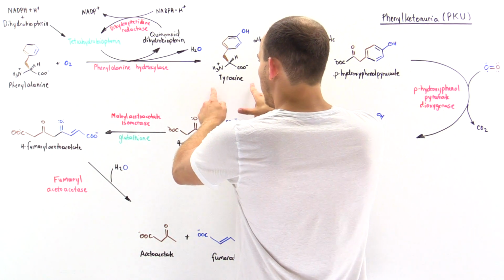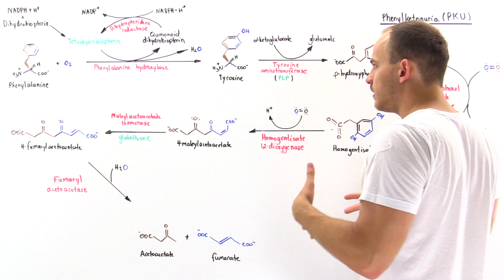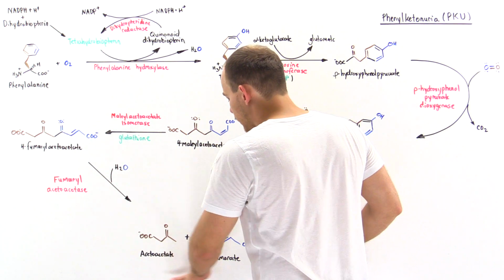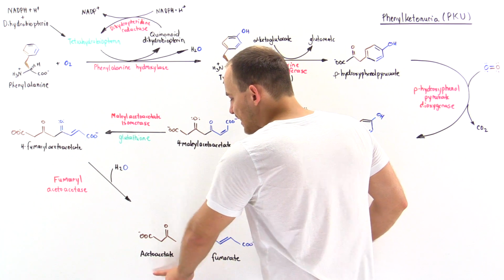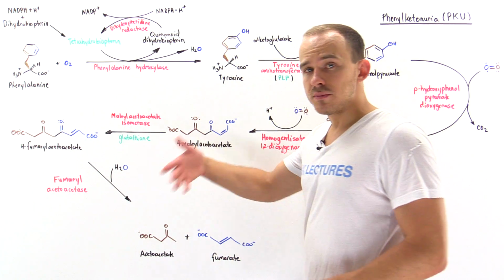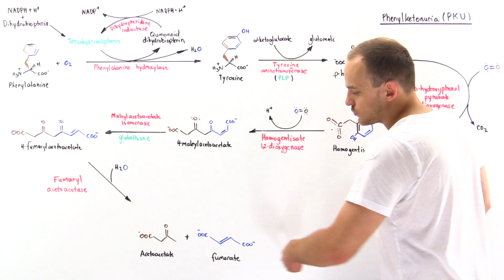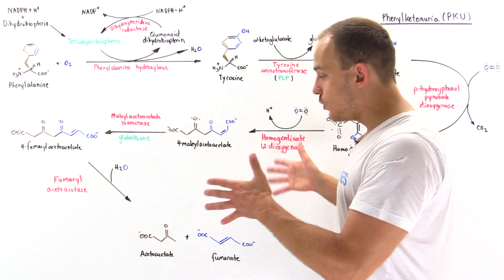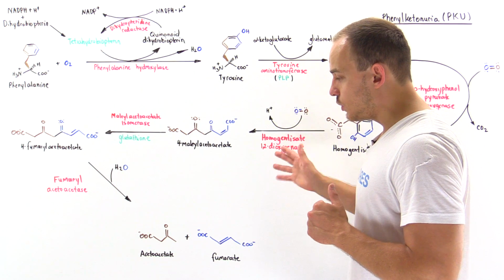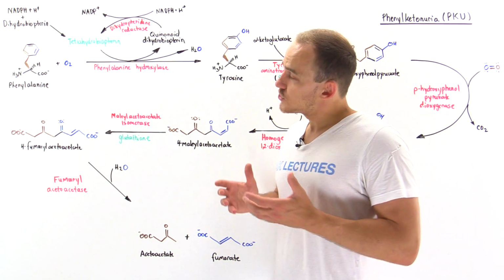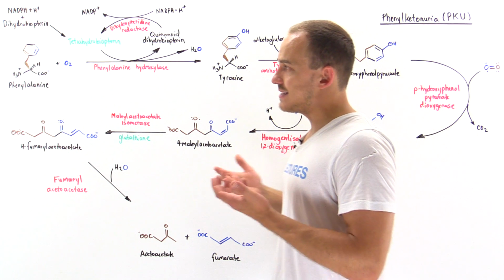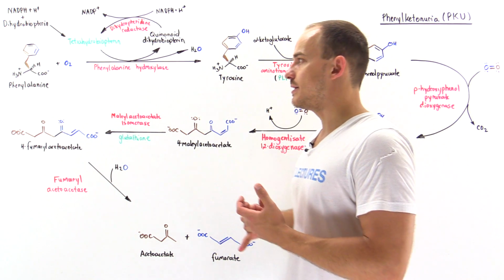But the remaining unused tyrosine inside the liver is metabolized via these steps into acetoacetate and fumarate. Now, acetoacetate is transformed into ketone bodies, and fumarate is transformed into glucose. And the cells of our body can use the ketone bodies and glucose for energy. So that's the normal process of metabolism of phenylalanine as it takes place inside our body.